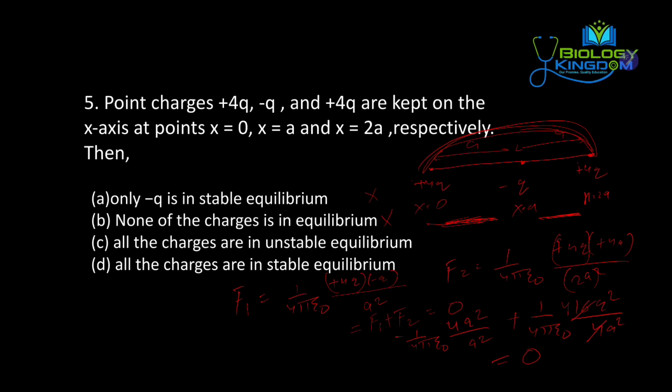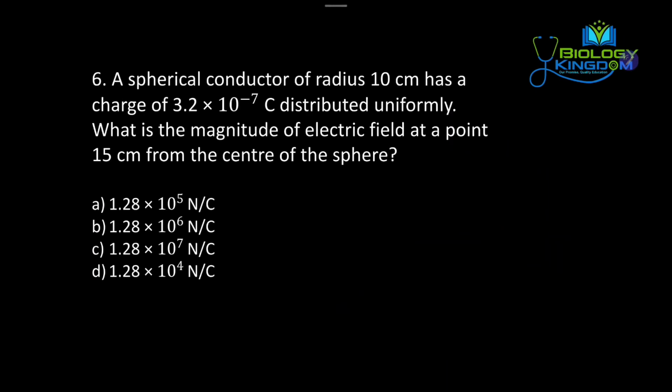To find out whether they are in stable or unstable equilibrium, we'll just try to see here. Let's suppose I move this central charge towards this side, will they remain in equilibrium? No. Why? Because the distance will change, and if the distance changes, the net force will not become 0. So that means this is not a stable equilibrium, this is an unstable equilibrium. So option C is the right answer. I hope you got the last part. Now we'll move further to another question.